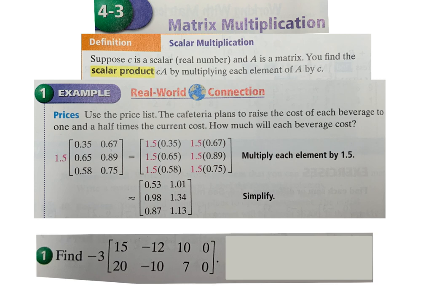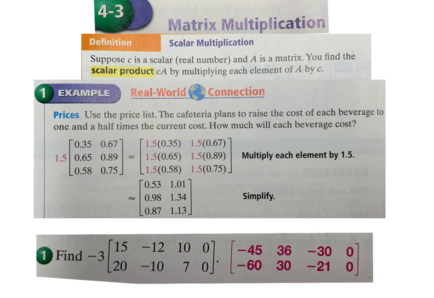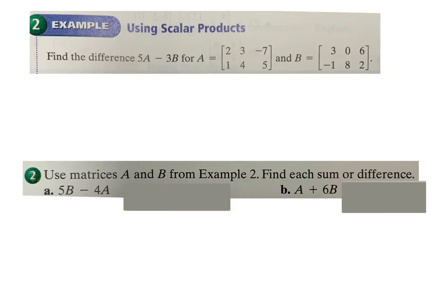All right, so for this one, they wanted you to multiply 3 through all of the numbers in the matrix. You should have gotten negative 45, 36, negative 30, 0, negative 60, 30, negative 21, 0. Because we know scalar multiplication, you can do a combination of things. I will say that you're going to use order of operations just like you would any other time here.